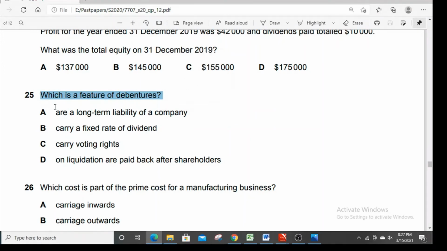Very simple. A. Debentures are a long-term liability of a company. True. This is correct. B. Debentures carry a fixed rate of dividend. No. Debentures carry a fixed rate of interest. So B is incorrect. C. They carry voting rights. No, they do not carry voting rights. So C is also incorrect. D. On liquidation are paid back after shareholders. No, they are paid back prior to shareholders, right? So the correct option is A.